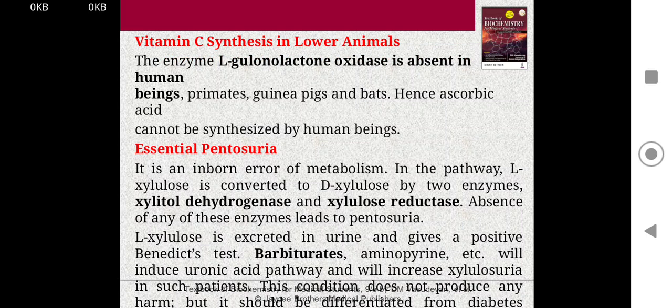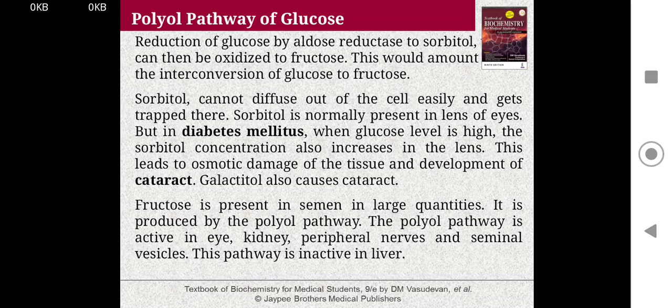Now, essential pentosuria. It is an inborn error of metabolism in the pathway. L-xylulose is converted to D-xylulose with the help of two enzymes, xylitol dehydrogenase and xylulose reductase. Absence of any of these enzymes will lead to pentosuria. L-xylulose is excreted in urine and gives a positive Benedict test. Barbiturates, aminopyrine, etc. will induce the uronic acid pathway and will increase the xylulosuria in such patients. This condition does not produce any harm, but it should be differentiated from diabetes mellitus.